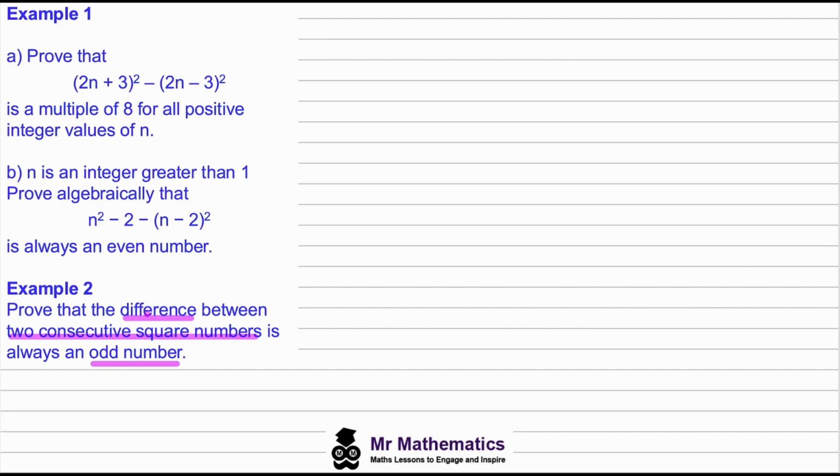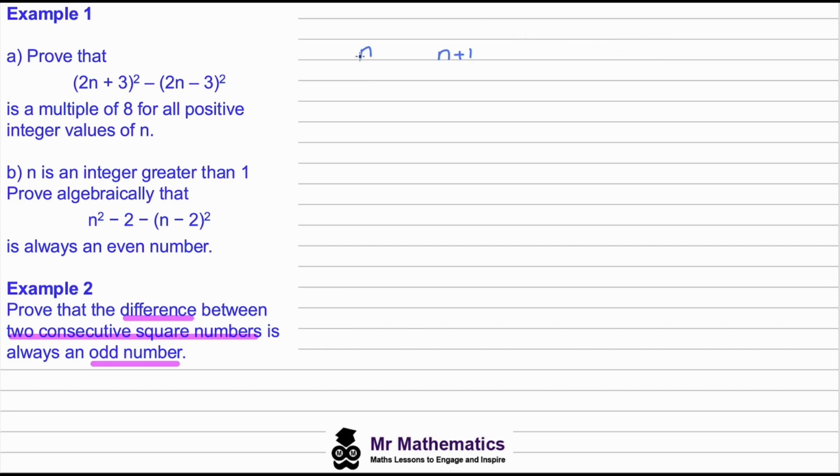So we know difference means subtraction, and we want two consecutive square numbers. So the first number would be n. The number after this, if it's consecutive, would be n plus 1. So for instance, if you've got 3, the next number would be 4 because you're adding 1 to it. This is what makes them consecutive, the addition of 1.